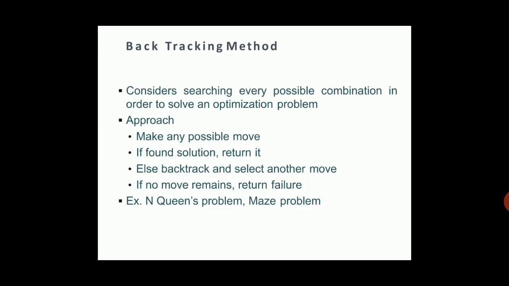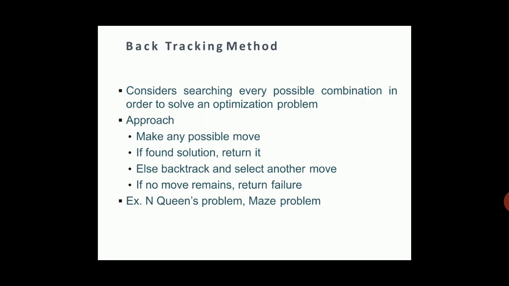Next we discuss the backtracking method. In the backtracking method, everybody has played the maze game. In backtracking, when finding our solution, we backtrack along the path. The backtracking algorithm tries possible paths until it finds the right one.